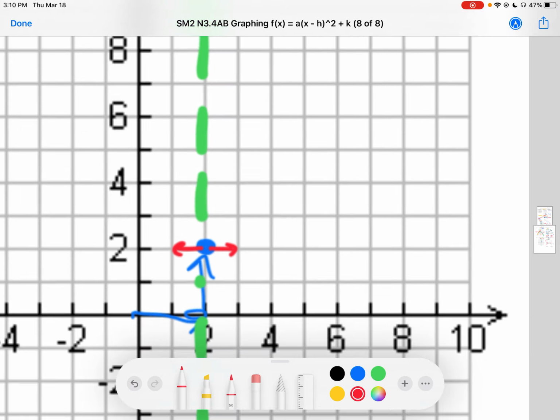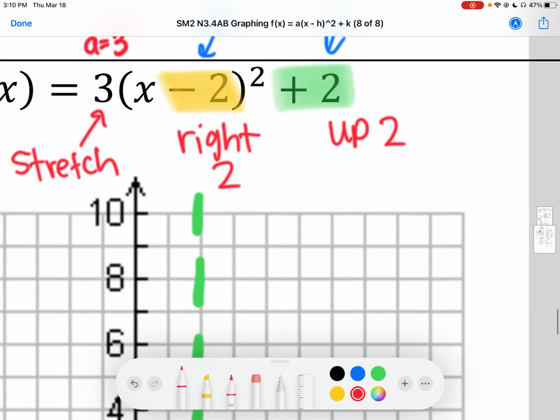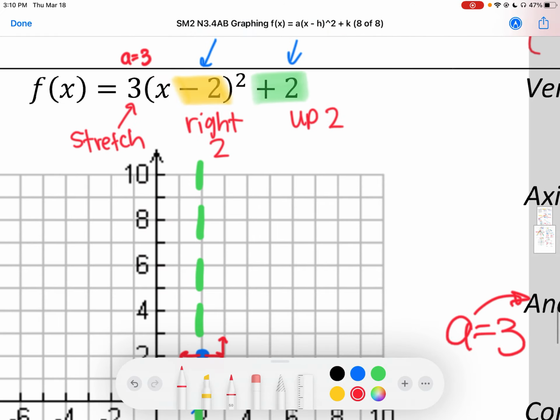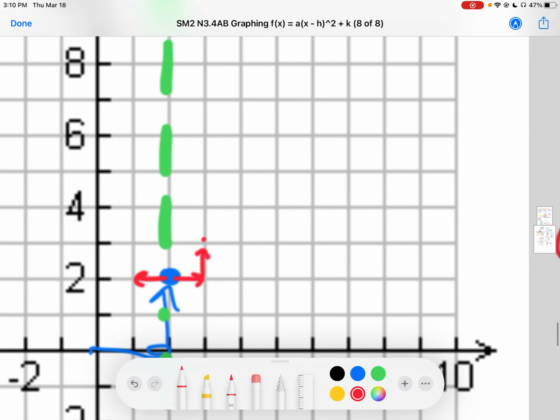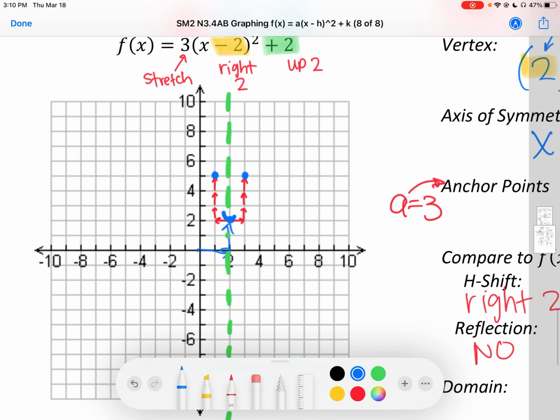How many am I going to go up or down? On the parent function, I only go up 1. But because this is a 3, I'm going to go up 3. So we're going to go up 1, 2, 3. So I'm going to have a point right here. Okay, same thing on the left. I went over 1, I went up 1, 2, 3. Put my point right there. Okay, and now I'm ready to draw my parabola.